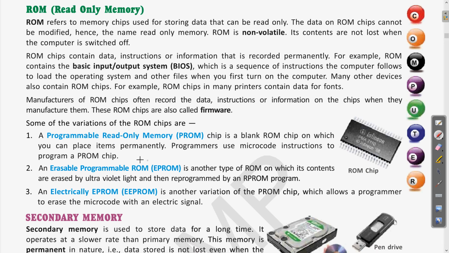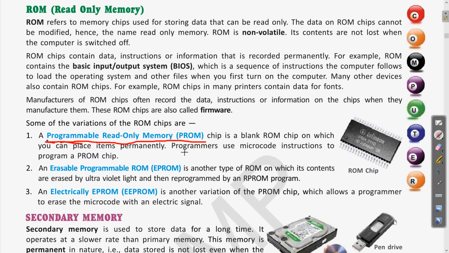First is the PROM, that is programmable read-only memory. I have told you again and again to keep writing the important abbreviations. It will be easy for you to remember, and also good for you to know the different terms. This will be used from the examination point of view also, and for your knowledge also. So PROM is the programmable read-only memory, and this chip is a blank ROM chip on which you can place items permanently. Clear?